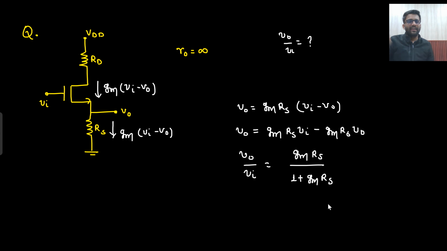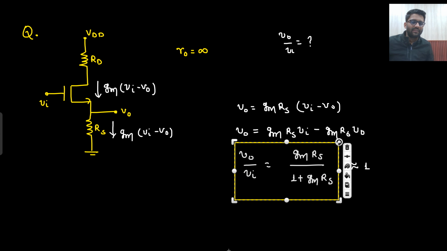V naught by V in is equals to Gm RS upon 1 plus Gm RS. If Gm RS is pretty large, then it will be nearly equals to 1, right? This gain is nearly equals to 1, but forget about this thing. This is the gain, Gm RS upon 1 plus Gm RS. But why did I take this example? This is a very standard circuit. This is known as, VDD will be grounded, no? So this is known as common drain. So the voltage gain of common drain is nearly equals to 1.